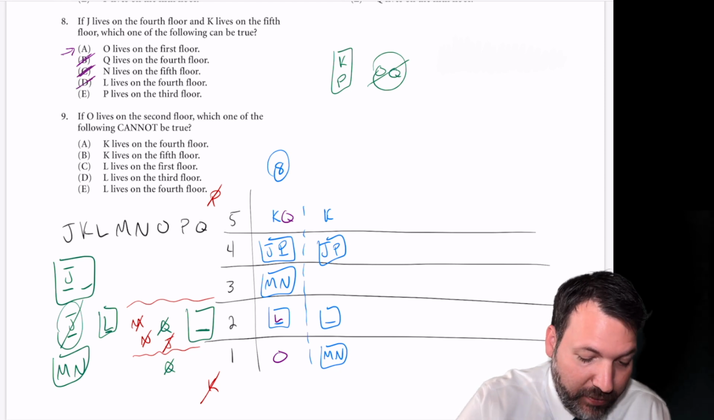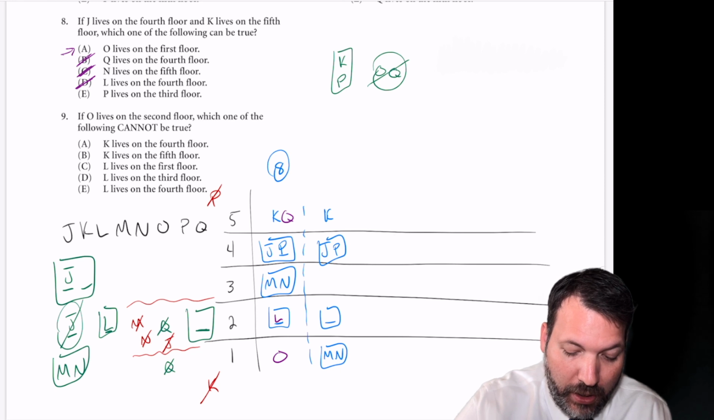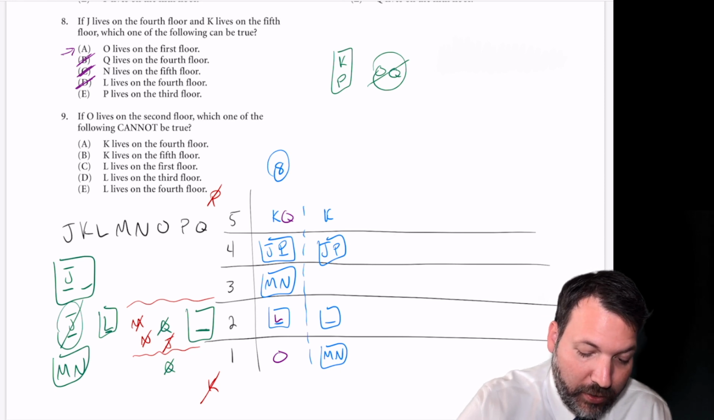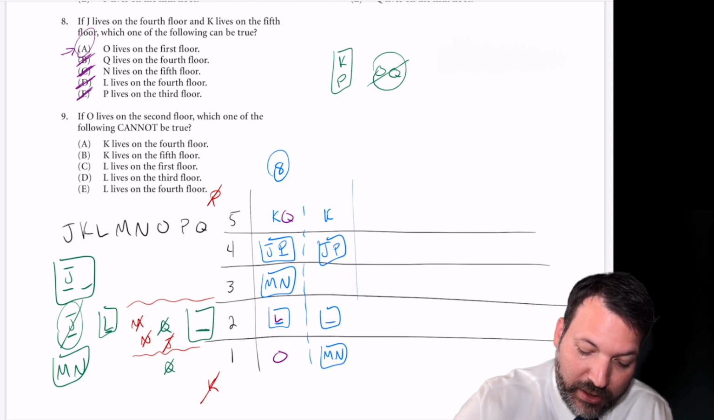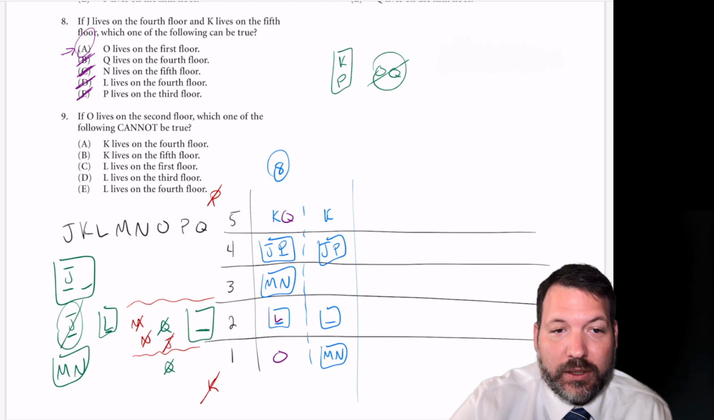Nope, nobody else can live on the 4th floor other than JP. And it has to be P. P cannot live on the 3rd floor. So I'm going to go ahead and cross off E. Okay, so it is in fact A. A little bit of a tough process there, but we did get there in the end. Let's move on to the next specific question.